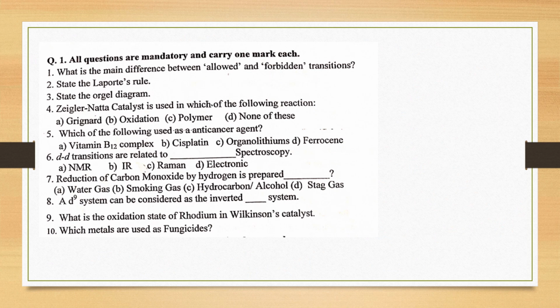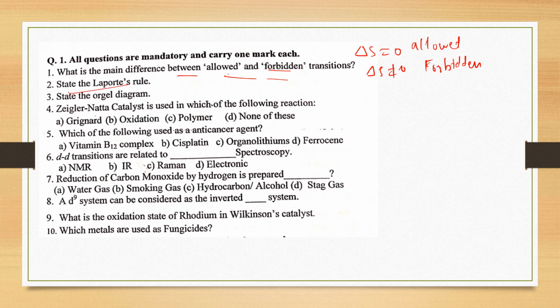Now let's come to such questions. What is the difference between allowed and forbidden transition? Allowed transition means the transition will occur, and forbidden transition means the transition will not occur. For example, in the case of the spin selection rule, if delta S is equal to 0, then the transition will be allowed, and if delta S is not equal to 0, then it is forbidden.